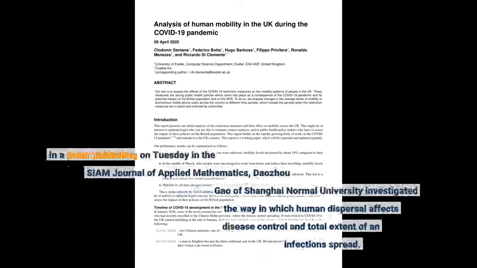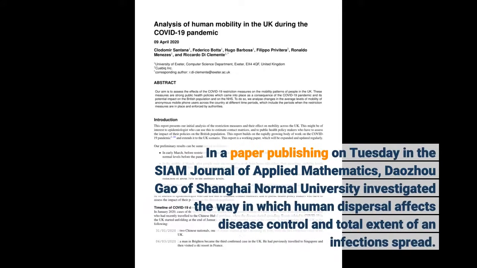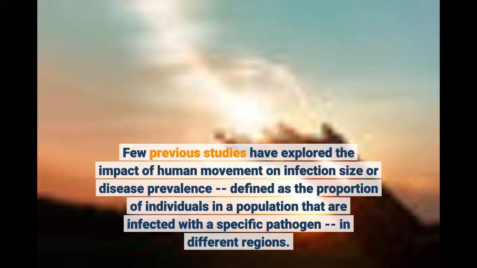In a paper published on Tuesday in the SIAM Journal on Applied Mathematics, Daozhou Gao of Shanghai Normal University investigated the way in which human dispersal affects disease control and the total extent of an infection's spread. Few previous studies have explored the impact of human movement on infection size or disease prevalence, defined as the proportion of individuals in a population that are infected with a specific pathogen, in different regions.